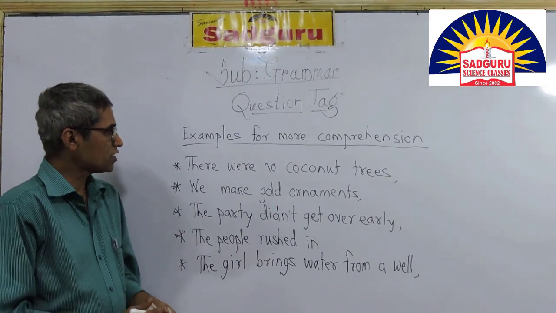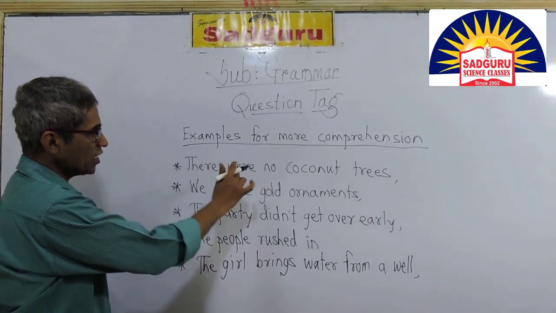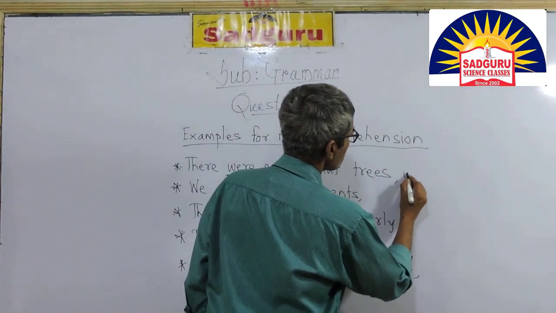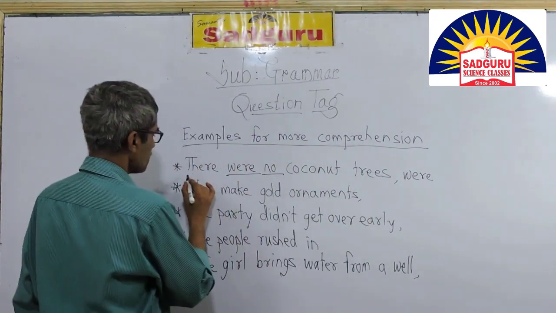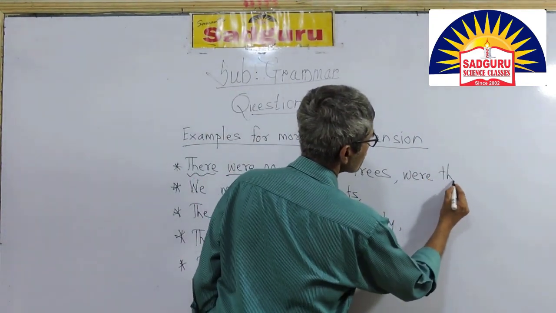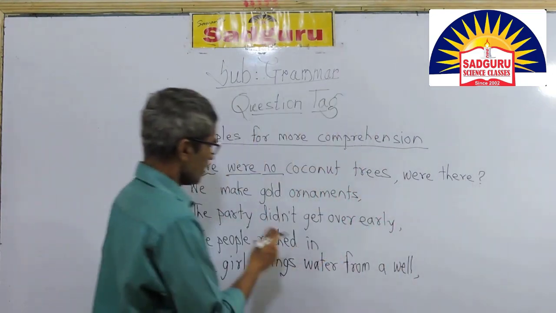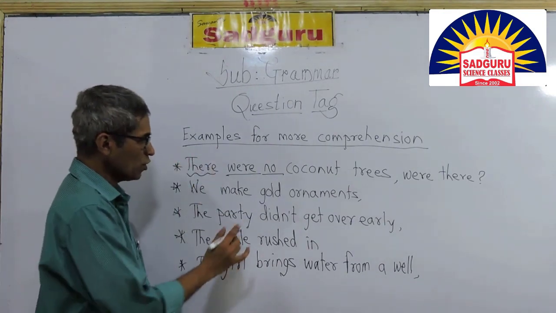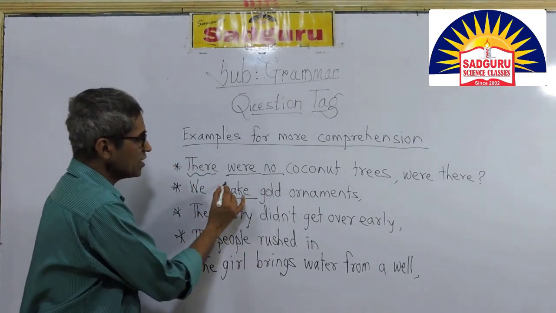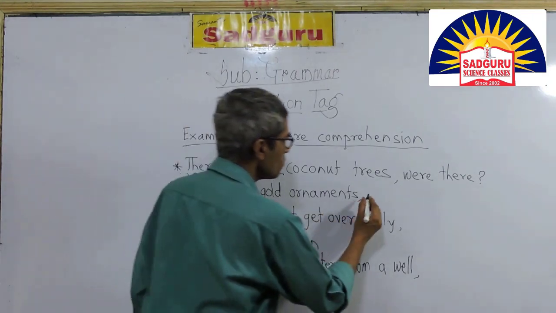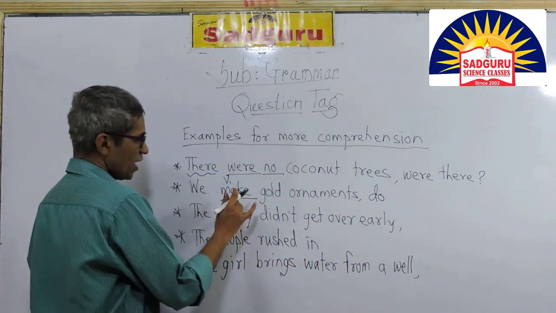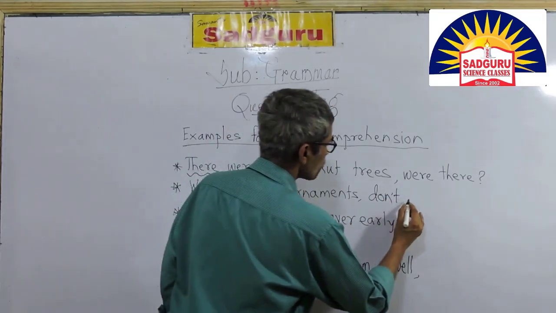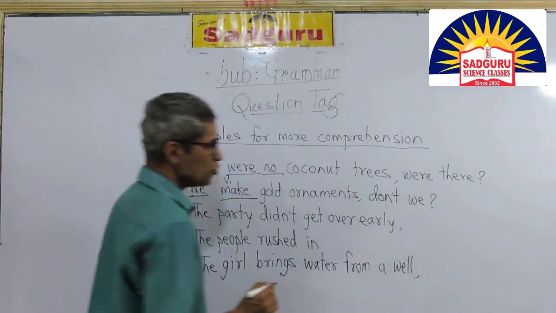Students, let's look at these examples. The first sentence is negative because of this word, so the question tag is positive. Take the auxiliary verb and the subject there. So the question tag is were there. Look at the second example. It is a positive statement, so the question tag will be negative, but there is no auxiliary. You can see that this is V1, first form of the verb, so you can take do and add nt, don't, and the subject is a pronoun already, so you take it as it is, don't you.